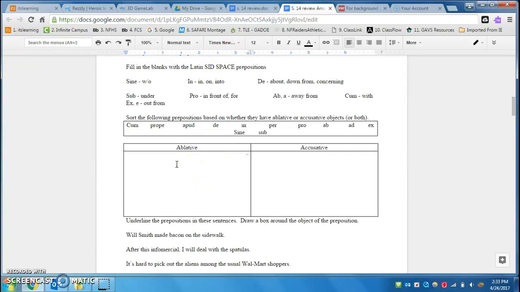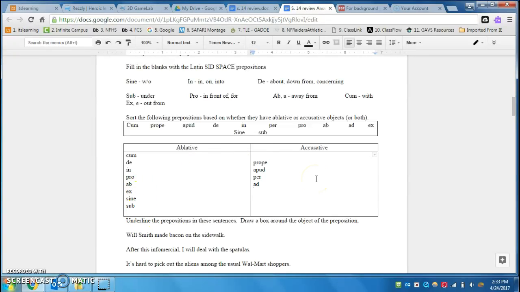So we see in the ablative, we see cum, we see de, we see in, we see pro, we see ab, ex, sine, and sub. Oops. All right. Over in the accusative, we just have the rest. Prope, we got apud, we have per, we have ad. I think that's almost it, except we also have, just like we have over here, we have in and sub.